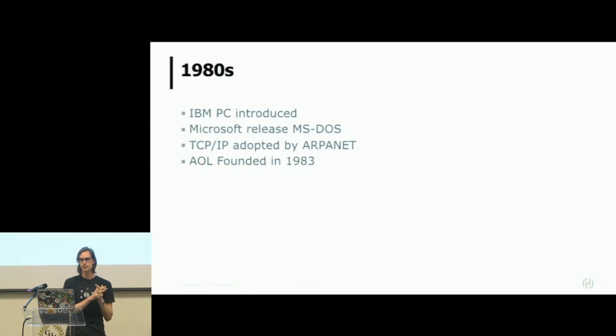So in 1980, the IBM PC was released. Microsoft released MS-DOS. Now, interestingly, IBM contracted Microsoft to write MS-DOS for the IBM PC. They didn't follow the principles and practices of previous decades where they were trying to lock things down.